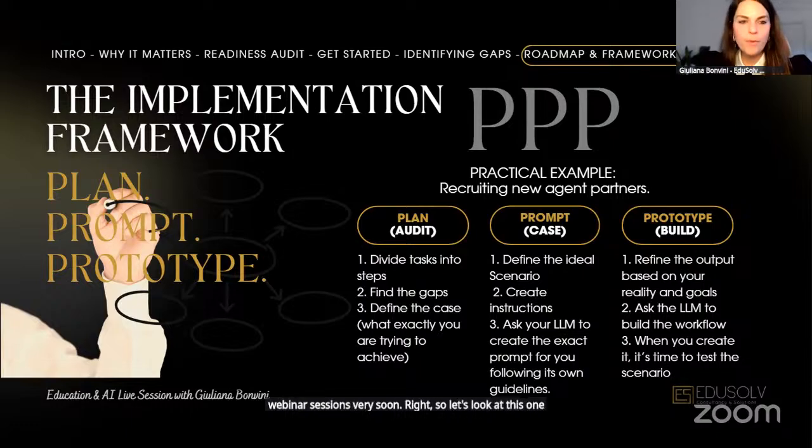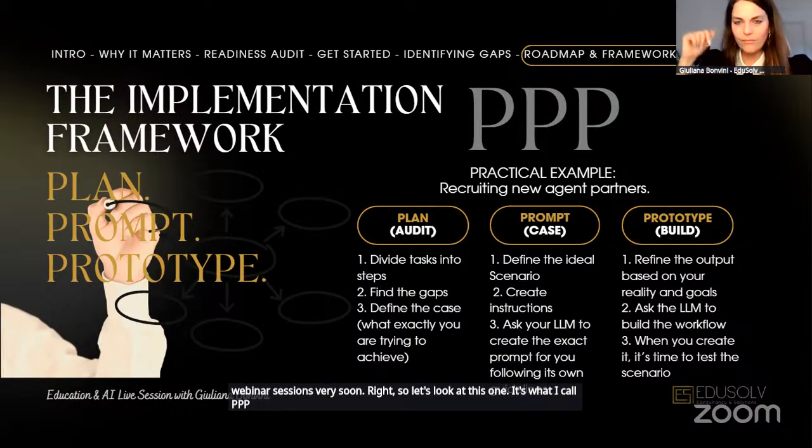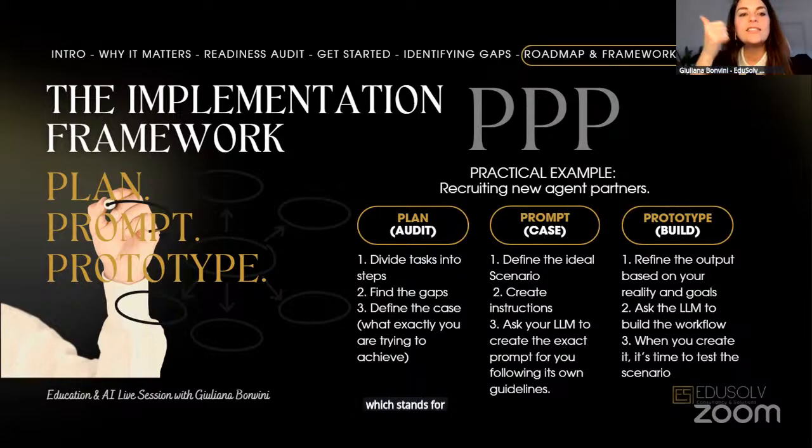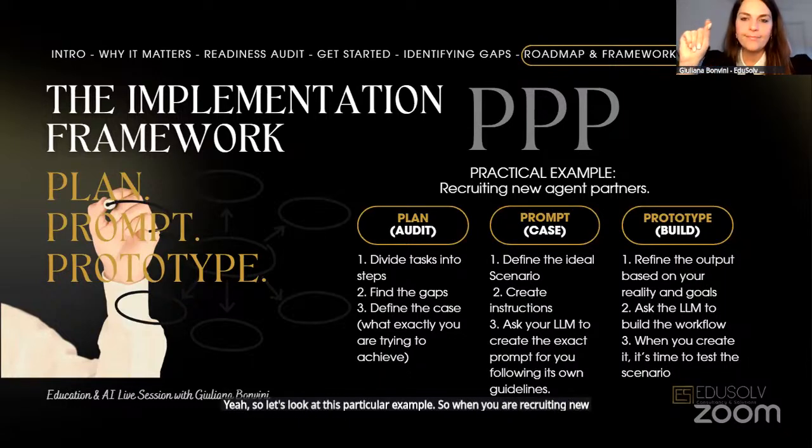It's what I call PPP, which stands for plan, prompt, and prototype. Let's look at what this means. A practical example here is recruiting new agent partners. So let's look at this particular example. When you are recruiting new agent partners, what do you have to do with your plan, prompt, and prototype?